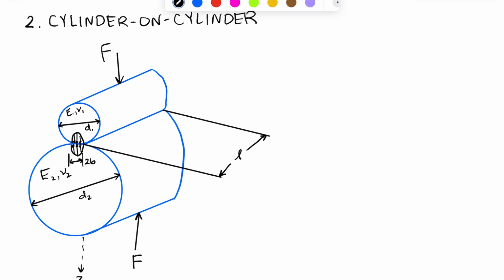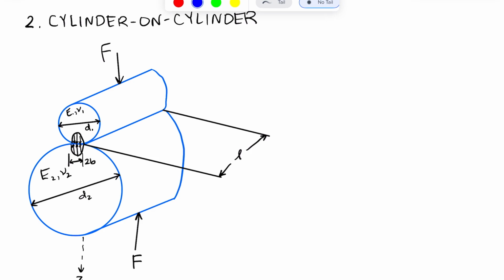All right, so here's our model for cylinder-on-cylinder contact. We have a smaller cylinder on the top. It has a diameter d1, a length of this lowercase l, elastic modulus E1, and Poisson's ratio nu1. We have a larger cylinder on the bottom here. It has a diameter d2, Young's modulus E2, and Poisson's ratio nu2. These two are being compressed by equal and opposite forces F. And I've also drawn the z-axis pointing down here.